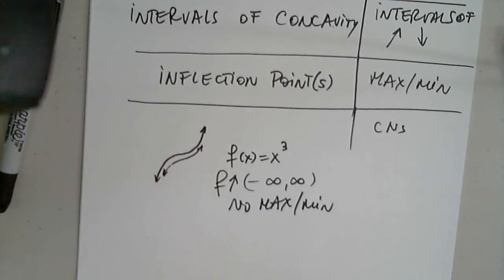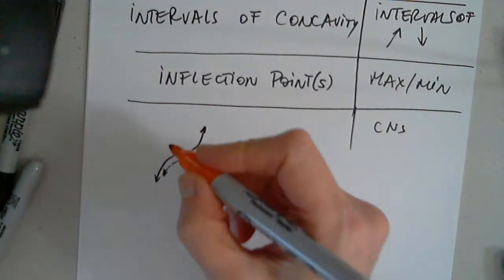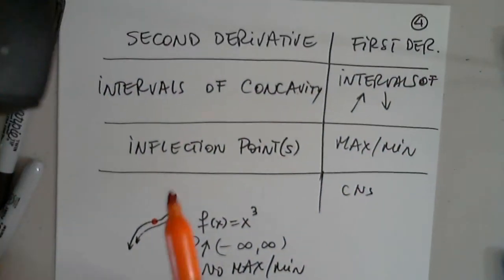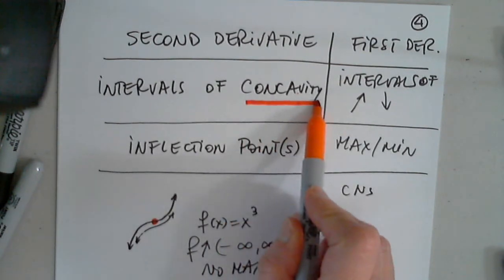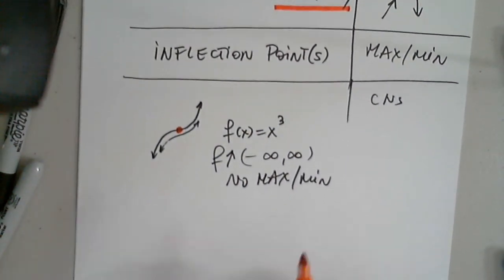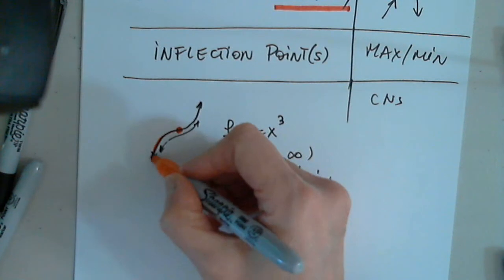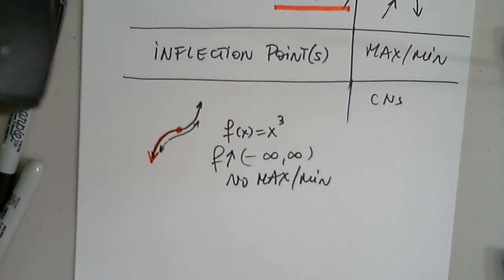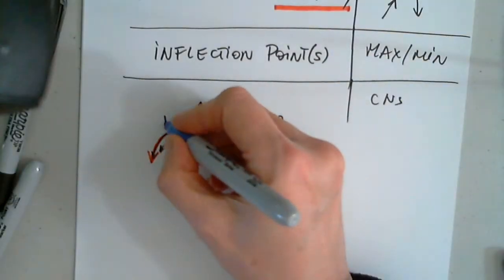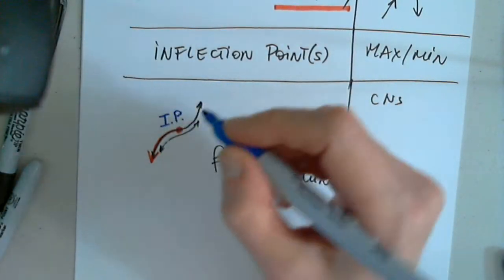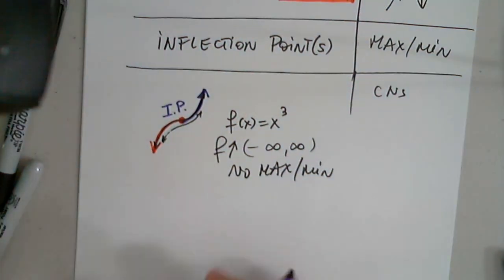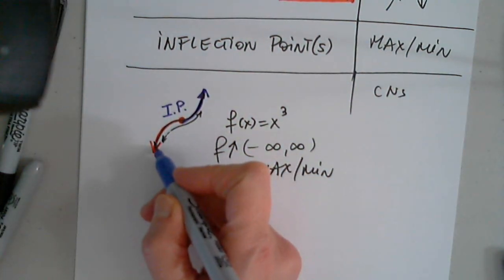But something very interesting happens here. The function is increasing all the time, but there is a point somewhere here where the function changes concavity. What does that mean? On this piece, it's opening downward. And on the other side, after this inflection point, it opens up. So this is concave downward.